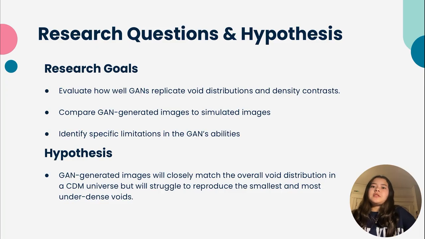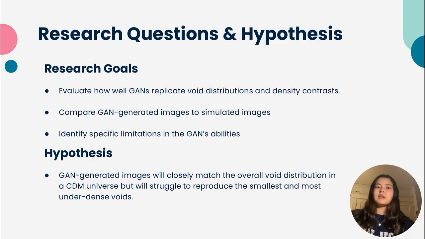So my research questions and hypothesis. The research goals of the article were to evaluate how well GANs replicate void distributions and density contrasts, to compare GAN-generated images to simulated images, and to identify specific limitations in the GAN's ability to reproduce extreme density contrasts. So the hypothesis was that GAN-generated images will closely match the overall void distribution in a CDM, which is the simulated universe, but will struggle to reproduce the smallest and most underdense voids.